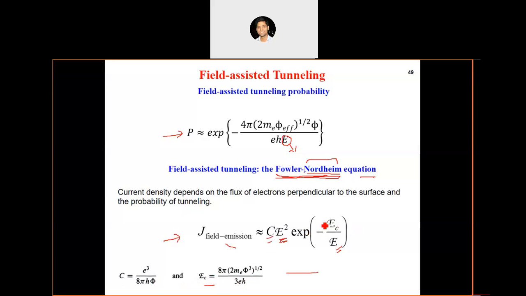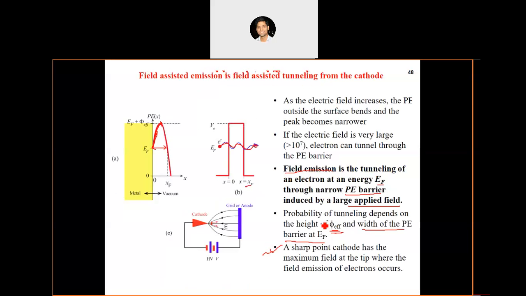This field emission effect which we have just discussed is a very useful concept. It is used in a lot of things. Actually, one more thing which I skipped earlier: sharp point cathodes. Why do we need sharp point cathodes? Can you think about why we need this kind of sharp point cathode? How can it help?